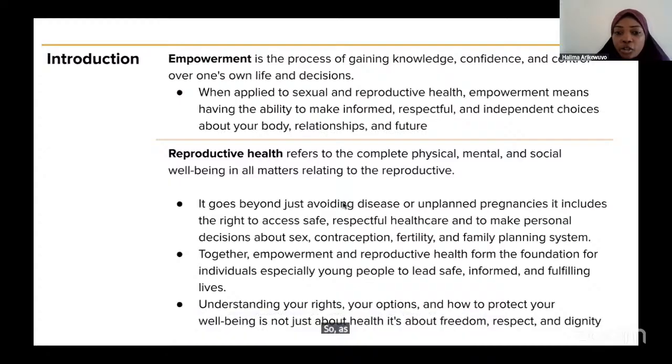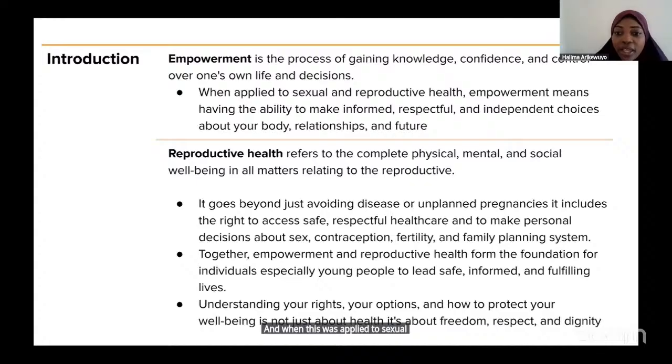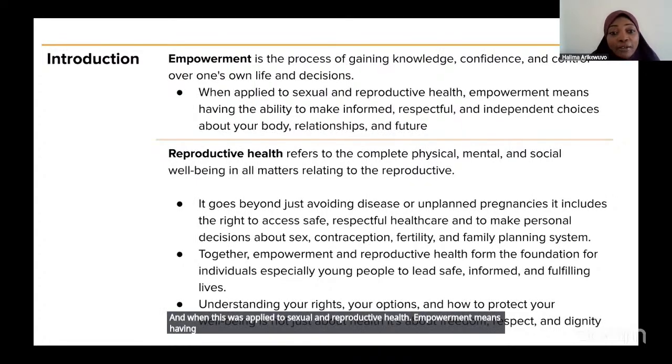As a way of introduction, I'm sure you saw some key words in the topic, which I decided to pick out: empowerment, reproductive health. As a way of definition, empowerment is the process of gaining knowledge, confidence, and control over one's life and decisions, just like you're doing today. You coming to this platform to listen to what we have to say is a form of empowerment. When this is applied to sexual and reproductive health, empowerment means having the ability to make informed, respectful, and independent choices about your body, relationships, and future.